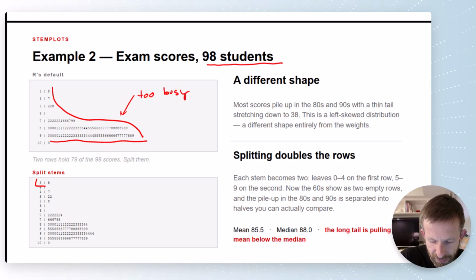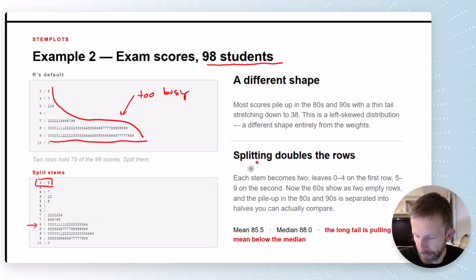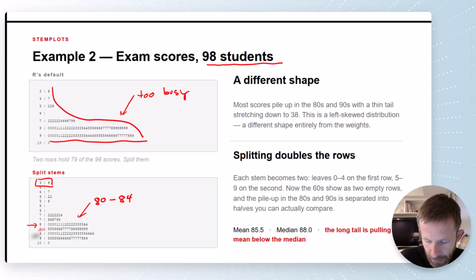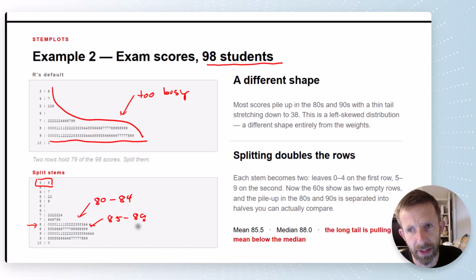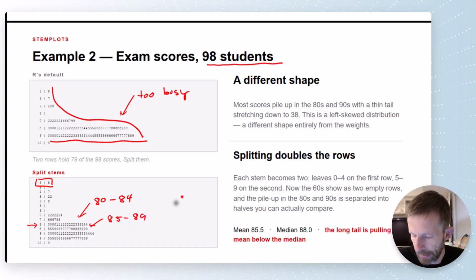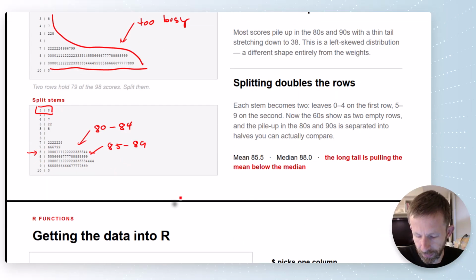So now I have the 38, 40, 47, 52. Now the first stem goes from 80 all the way to 84, and the second 8 goes from 85 to 89. It's a little bit easier for me to make sense of that. And I can continue splitting it, and that's something we're going to go into later.